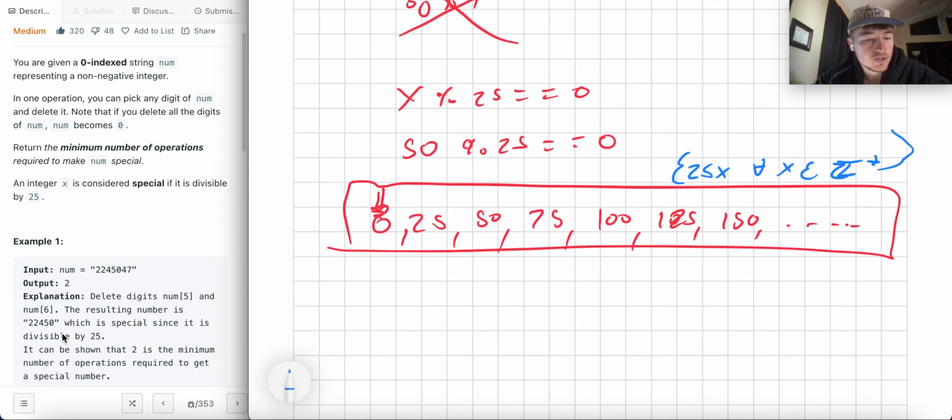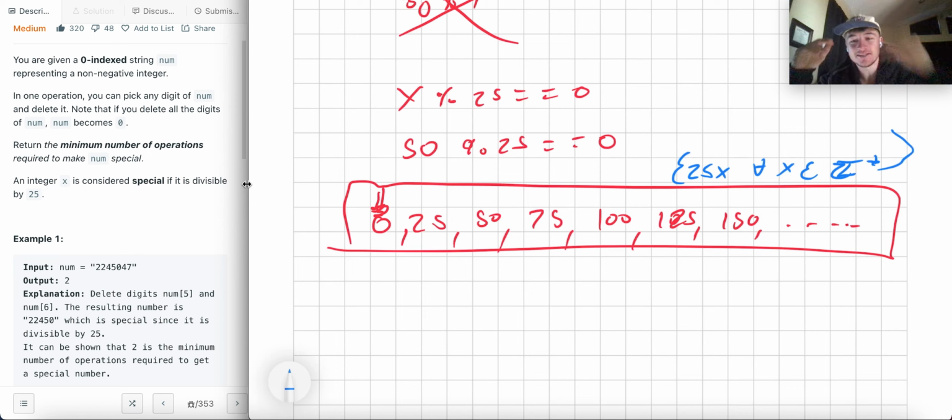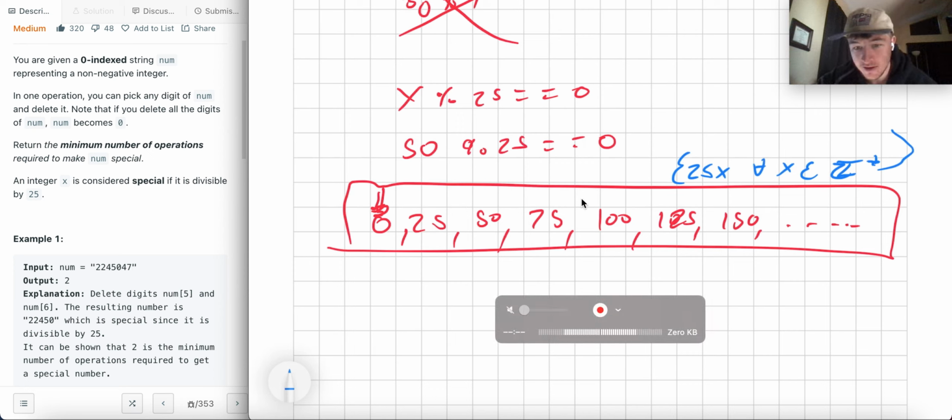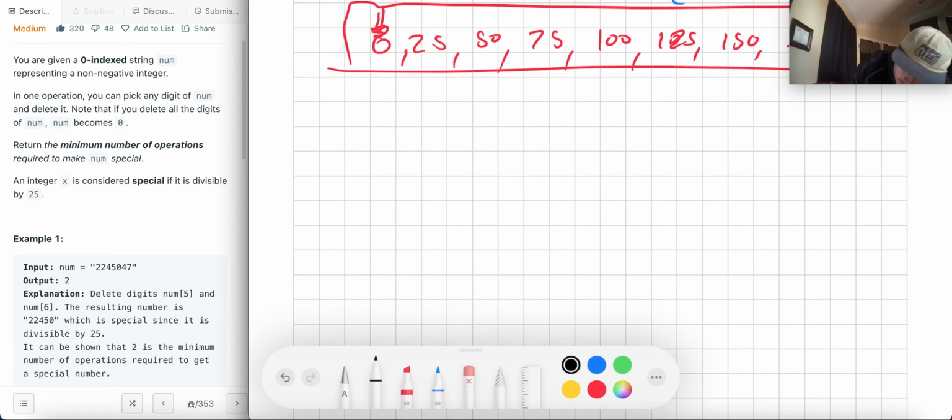Okay, so what we want to do, just to make this clear, because we kind of went on a sidetrack to figure out what it means for something to be divisible, is take that initial number that we're given and remove something from it so that the resulting number fits into this pattern, so that it's divisible by 25. Okay, so let's get right into the example.